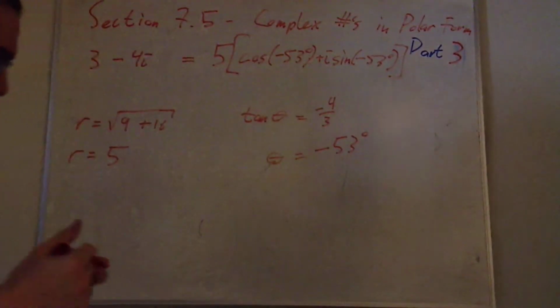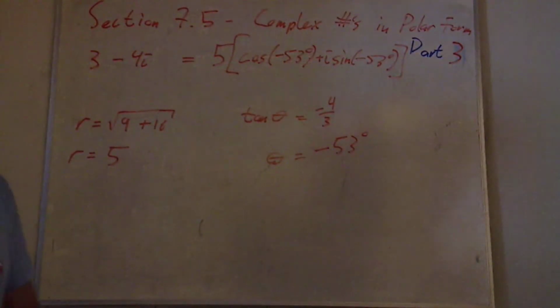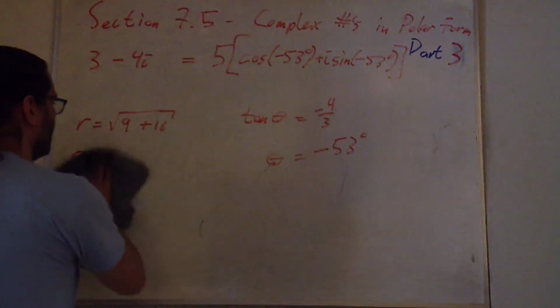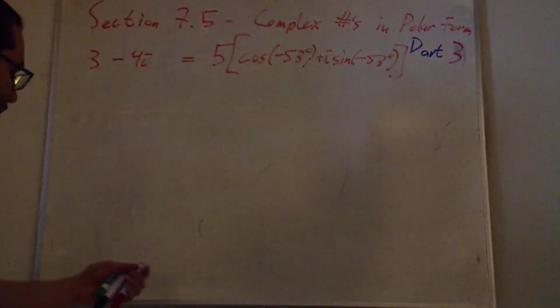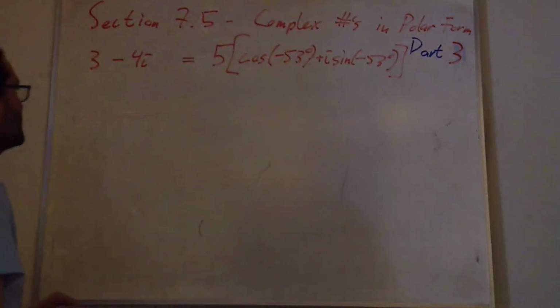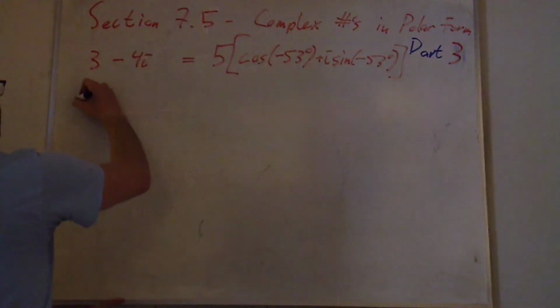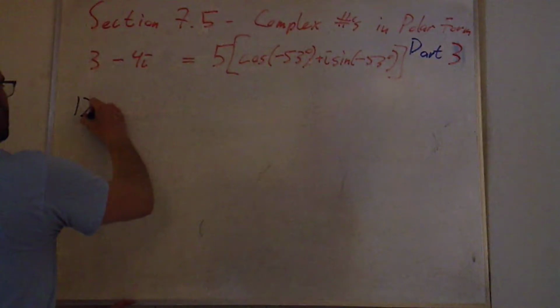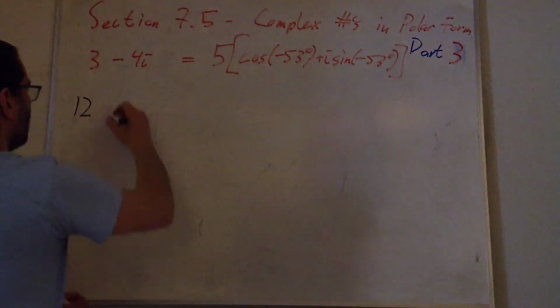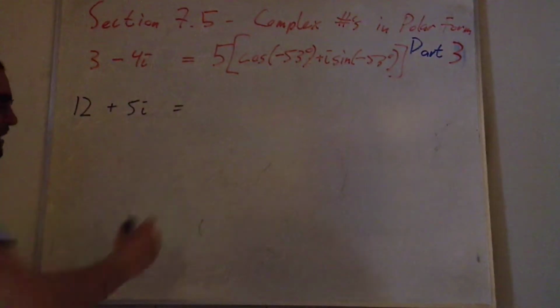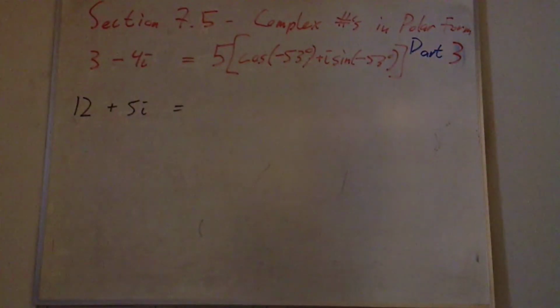I think the red is just about done. Let's slide on into another color as I find the polar version of another point, another complex number. Next I want to do 12 plus 5i, I think, is the one that works out nice. Yep, 12 plus 5i is the one I want to do.